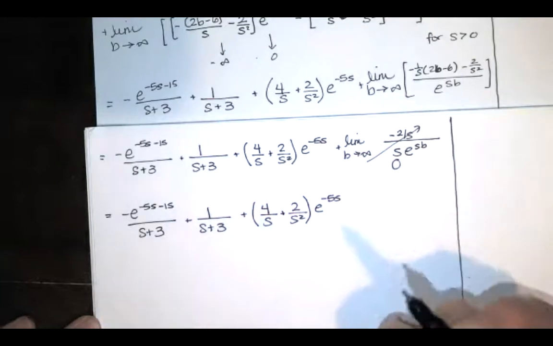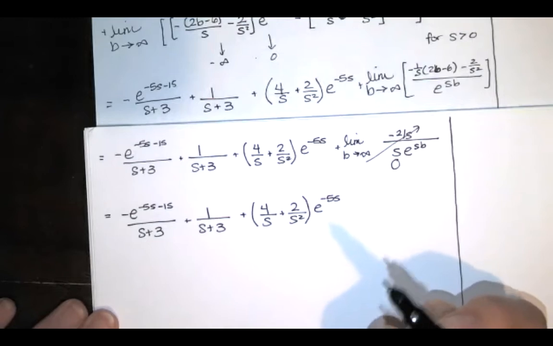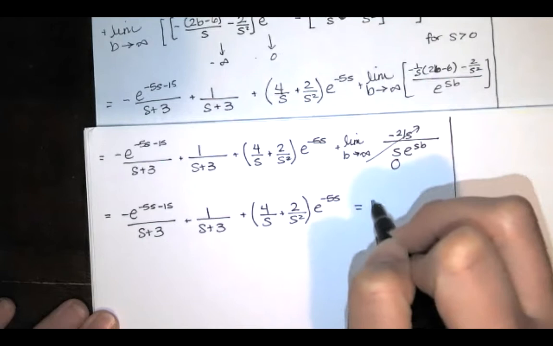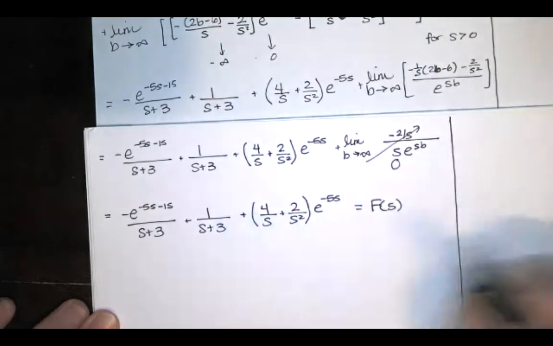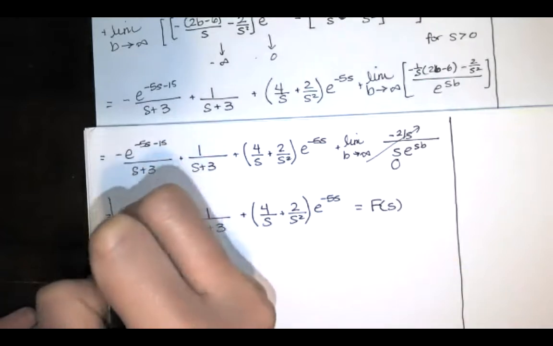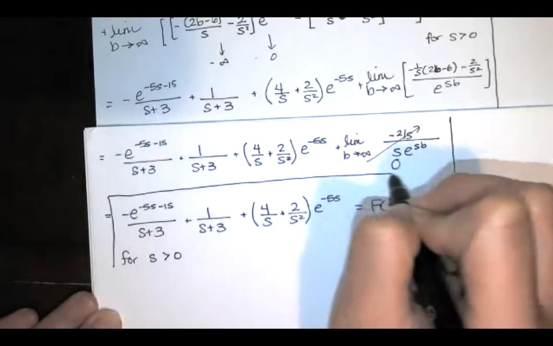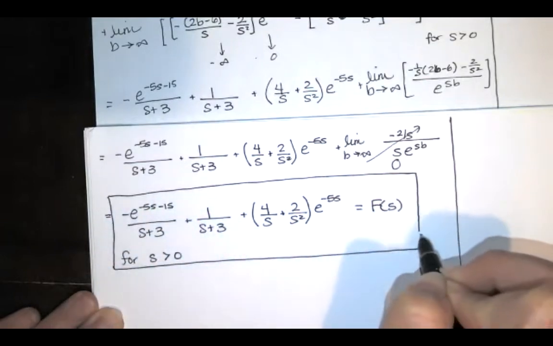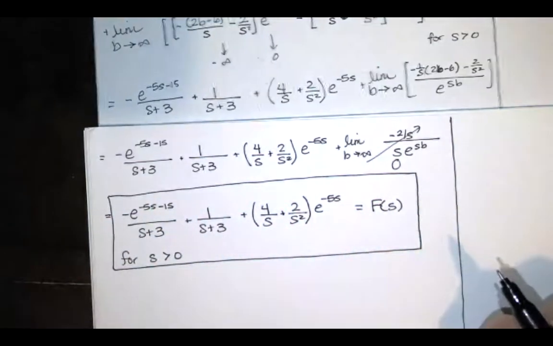So this is our Laplace transformation of f of t. So we'll call that F of s. And that will work as long as s is positive. Otherwise, F of s does not exist. Okay, so that is the definition.